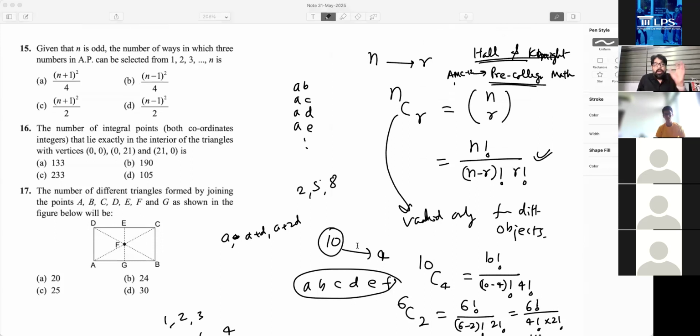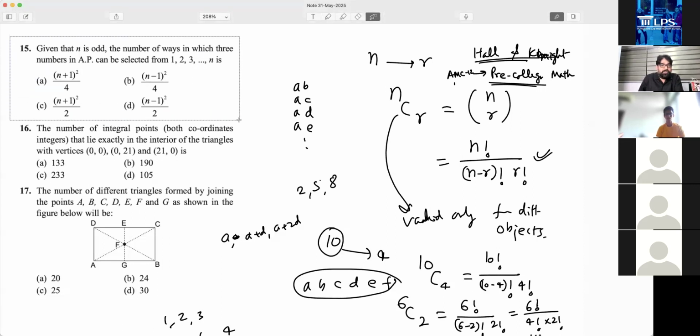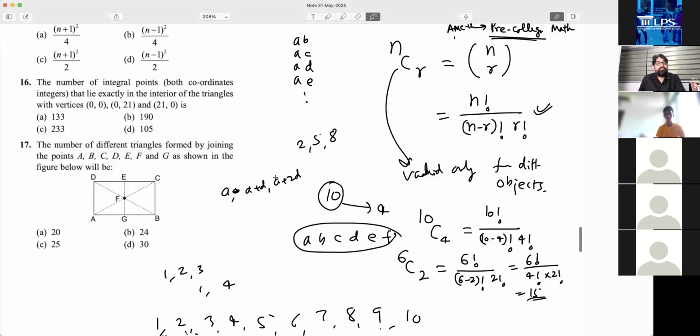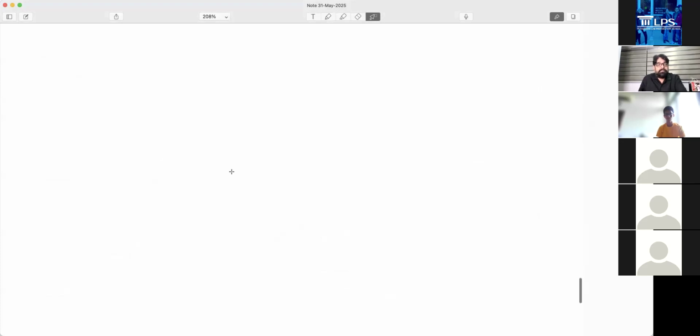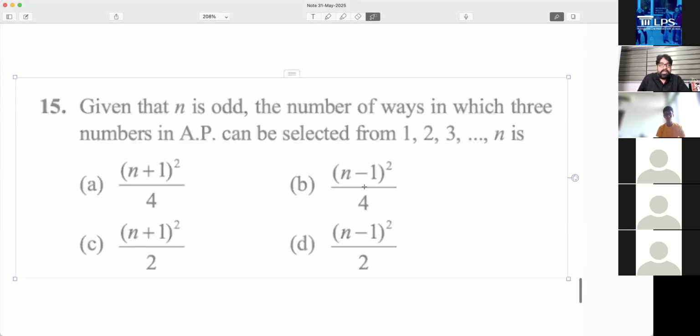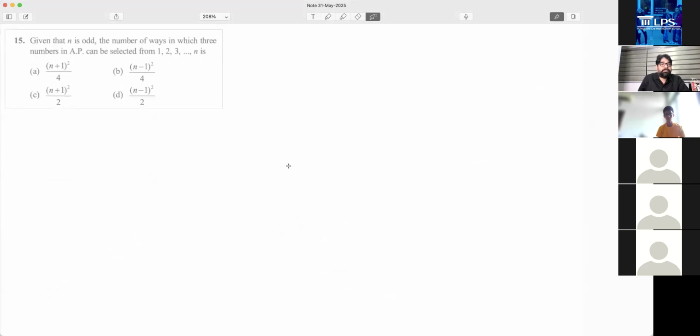So you have to select in such a way that the three numbers become an AP. So first select two numbers. How many ways can I select two numbers, and then for the third number you have to take cases. So I can take the possibilities. Let me take out this question and show you slightly. It is an AMC 10 level kind of question.